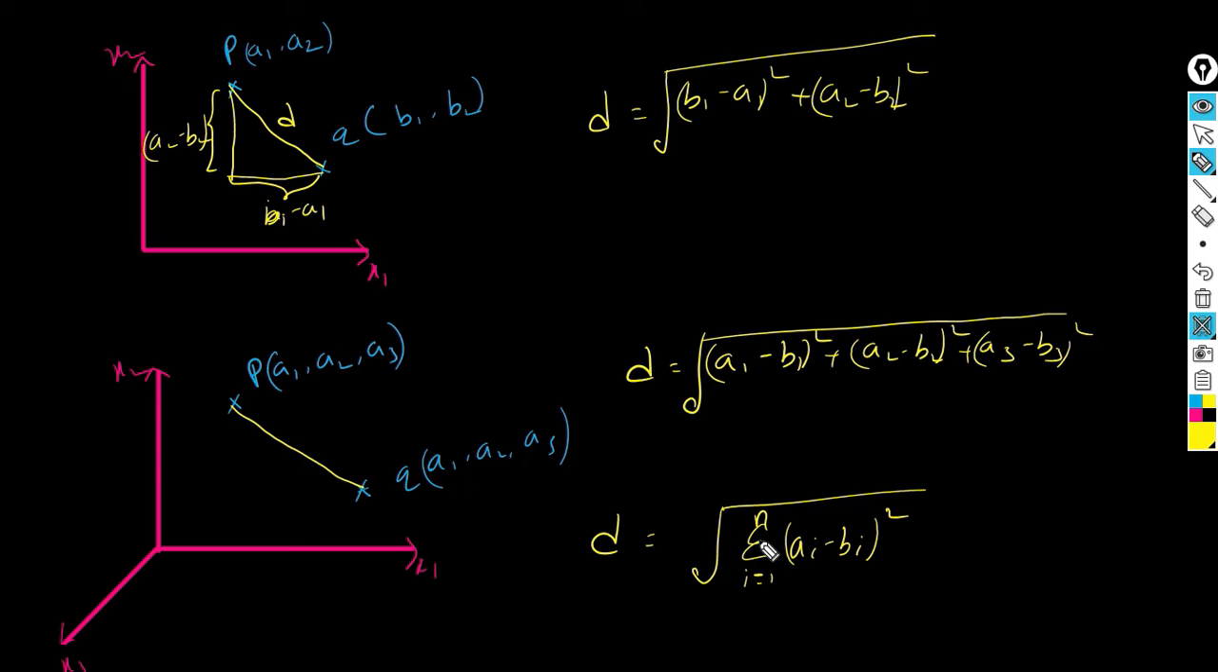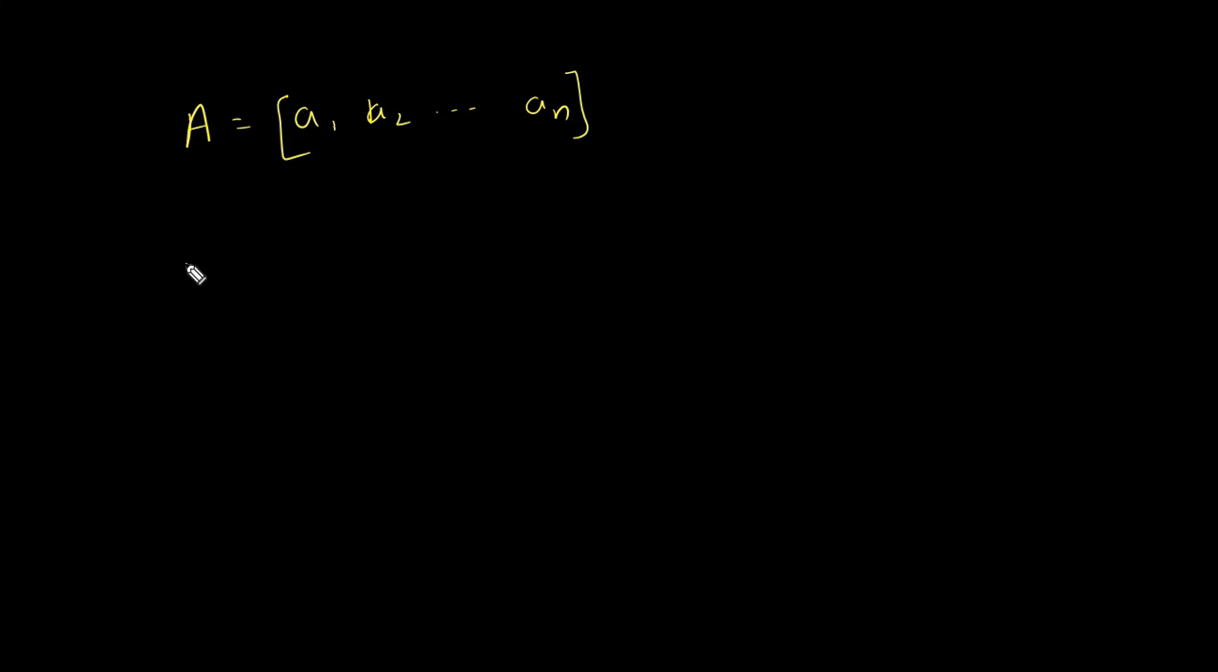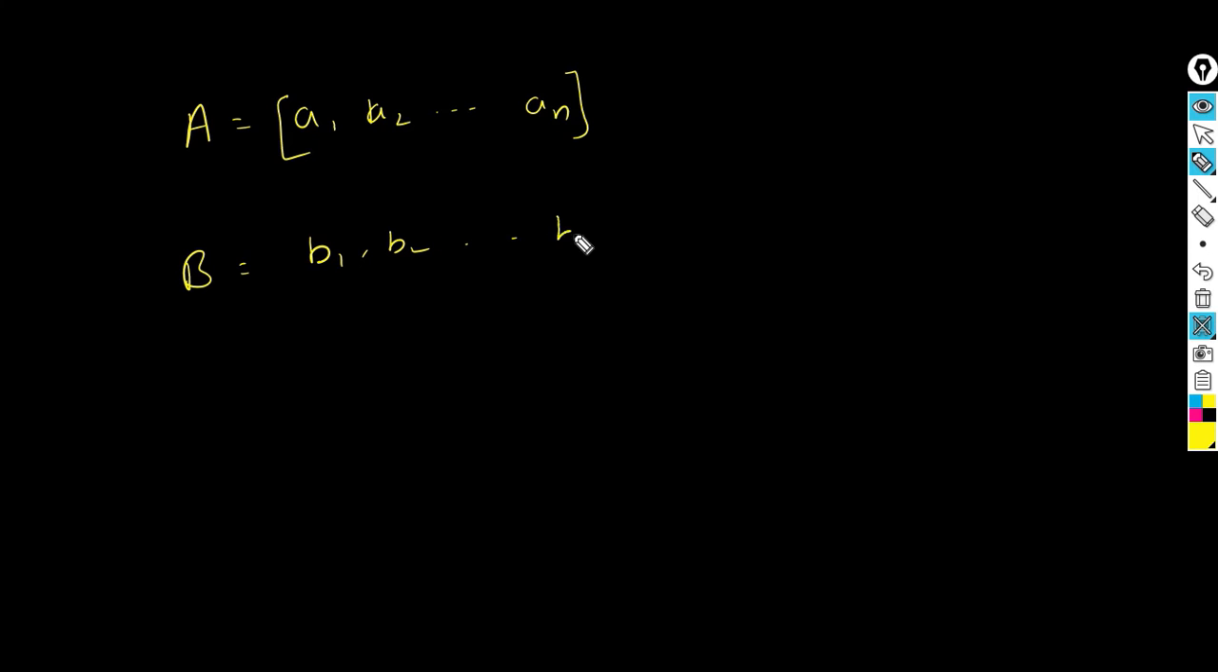Okay, now let us see how we can do addition and multiplication of the vectors. For that, let's consider a vector a as a1, a2, ..., an in matrix representation, and b is another vector b1, b2, ..., bn.